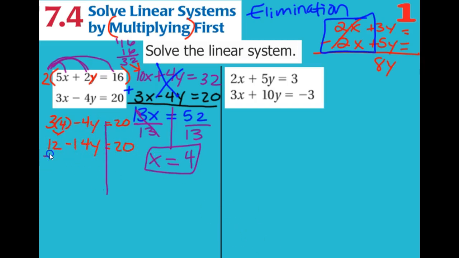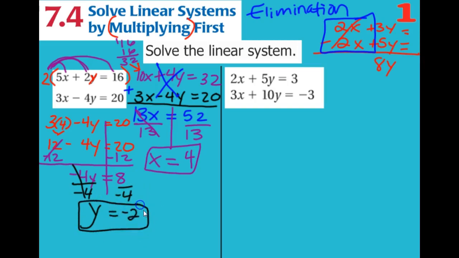We're getting y by itself, so I'm going to subtract 12. Those eliminate, and we have negative 14. Oh, I don't know why that became 14. It should be just a 4. So it should be negative 4y. That shouldn't have changed. Equal to, well, 20 minus 12 should give us 8. And then divide by negative 4. Those eliminate, and we have y equals a negative 2. So our answer should be x, which is 4, and y, which is negative 2.